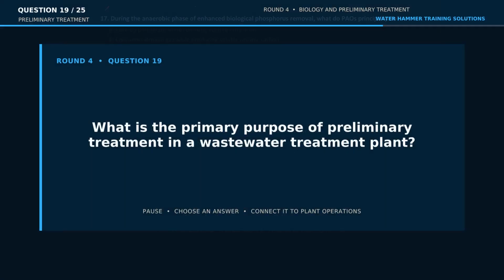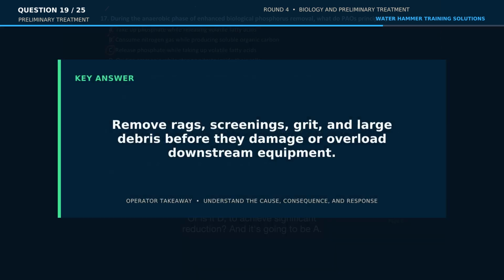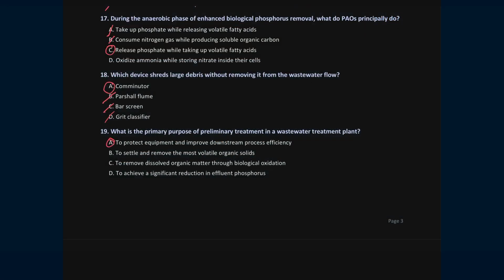All right, what is the primary purpose of preliminary treatment in a wastewater treatment plant? Is it A, to protect equipment and improve downstream process efficiencies? Is it B, to settle and remove? Is it C, to remove dissolved organic matter from biological oxidation? Or is it D, to achieve significant reduction? And it's going to be A.